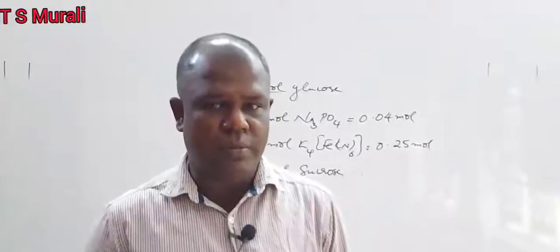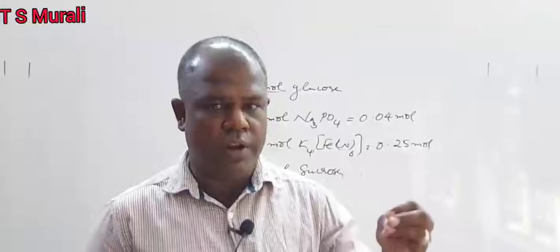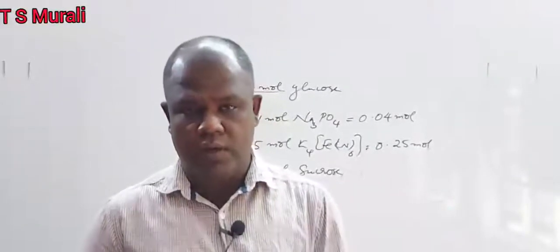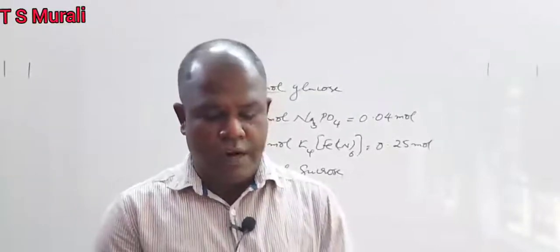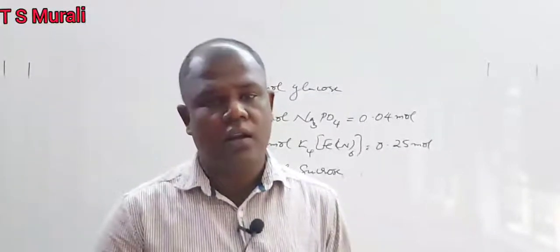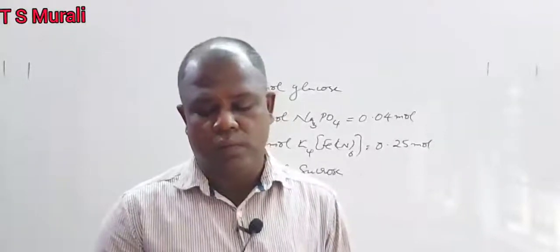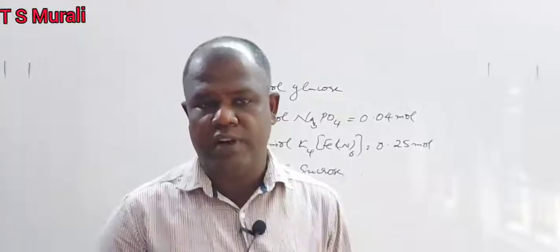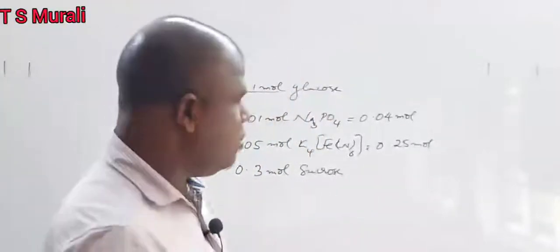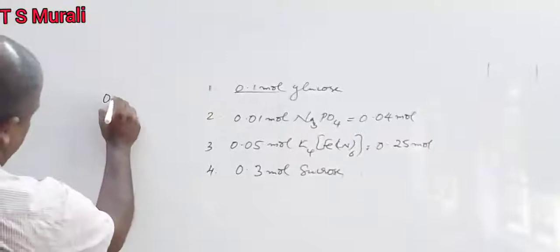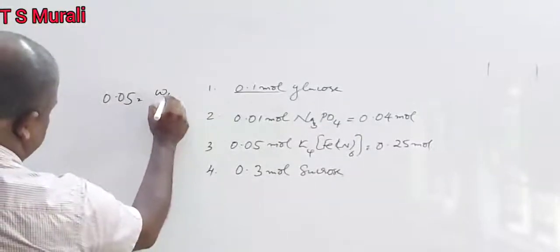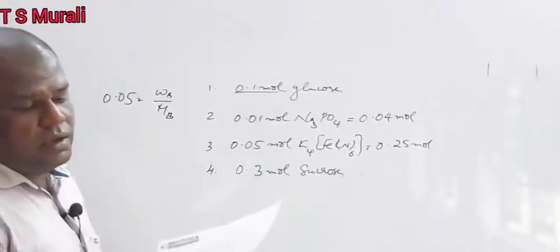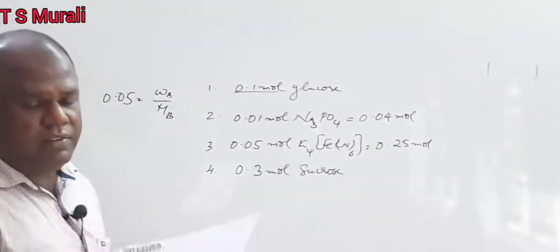What is the meaning of 0.05 molar? 0.05 mole in 1 liter. So here also 0.05 mole of the unknown compound is present in 1 liter. The number of moles of the unknown compound is given, so obviously you can find the molar mass. 0.05 is equal to weight divided by molecular mass. You are asked to find the molecular formula, that we can find, no problem.